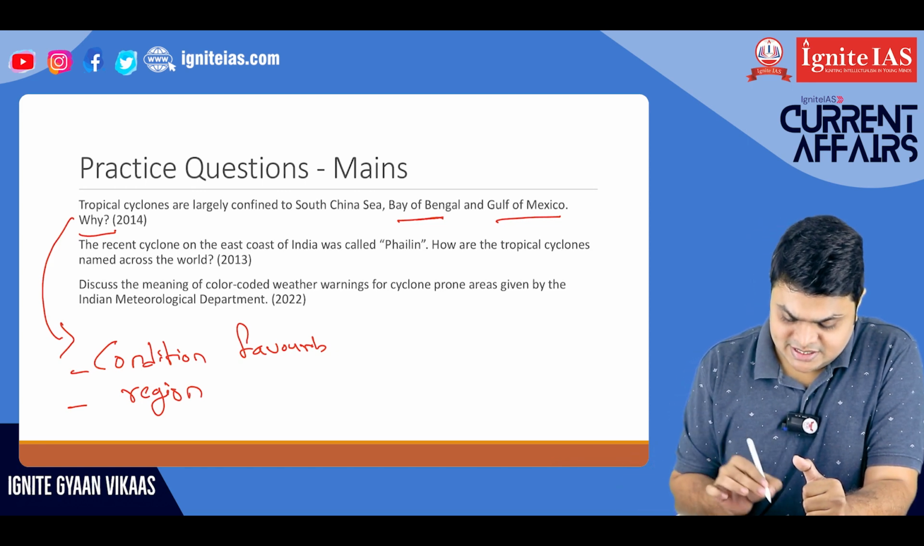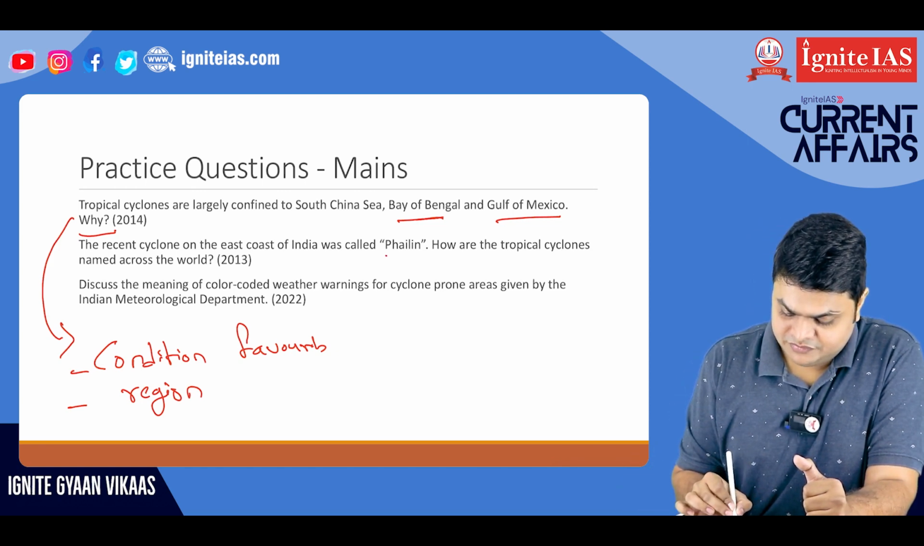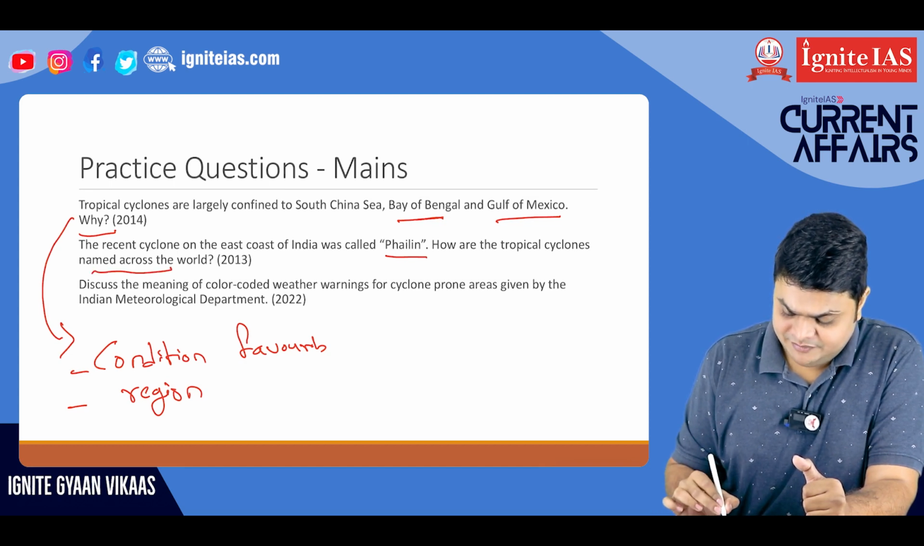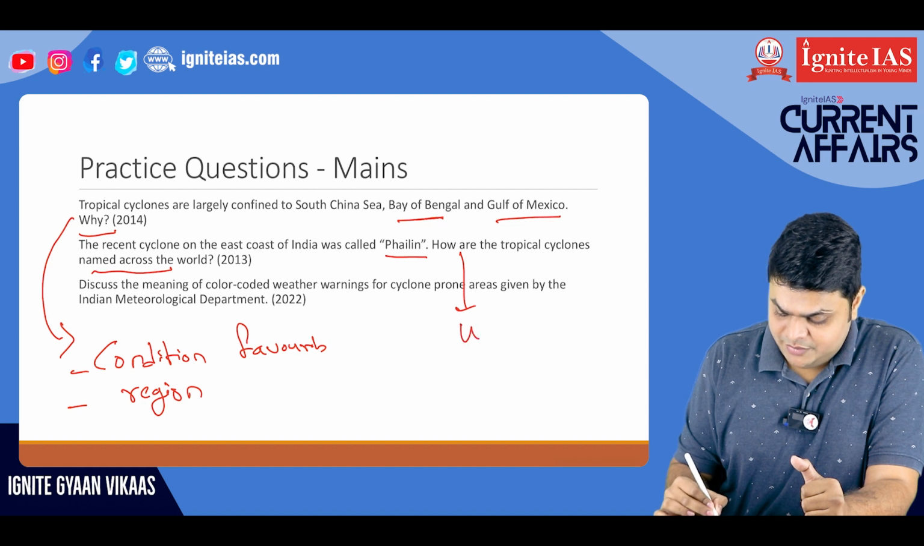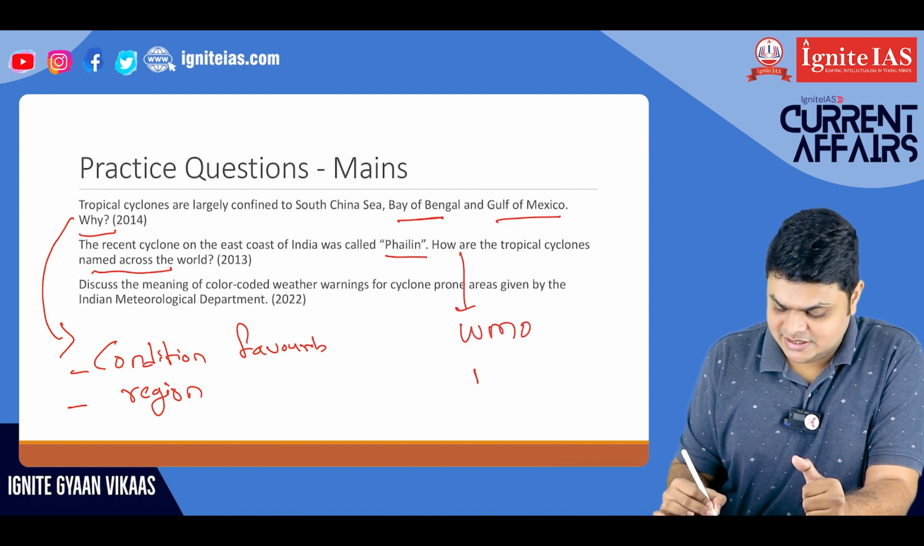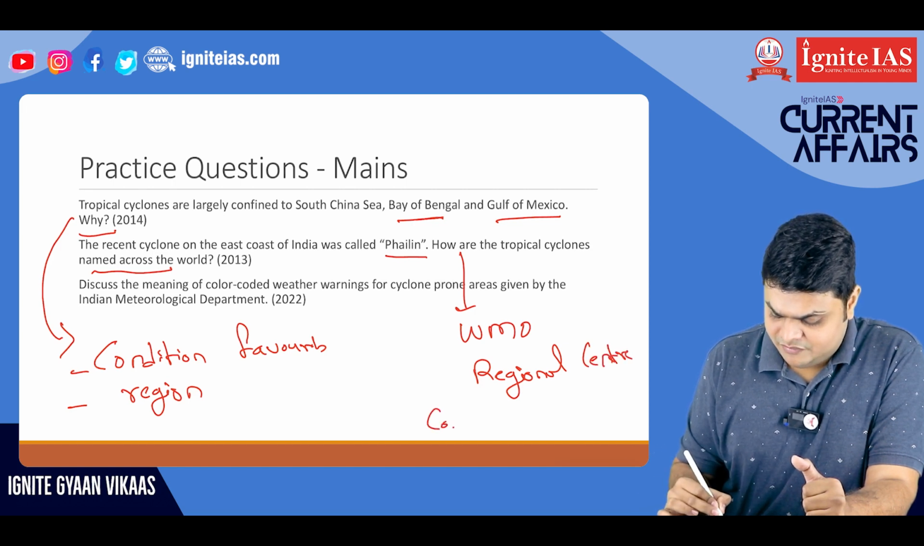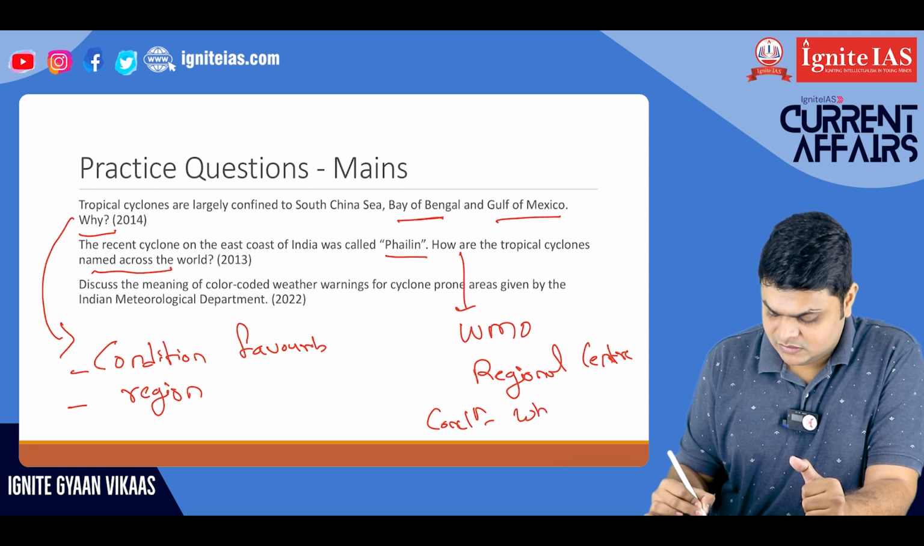Now next is, the recent cyclone on the east coast of India was called Phailin. How are tropical cyclones named across the world? Now this we have seen, how the World Meteorological Organization oversees, and there are regional centers which handle the naming of the cyclone. And you can conclude with why naming of cyclones is necessary.